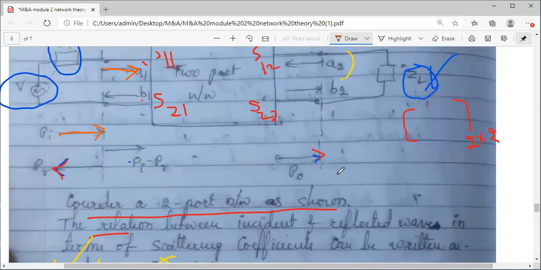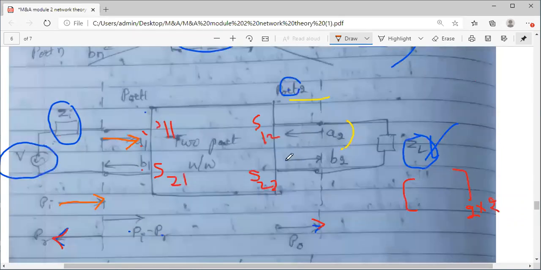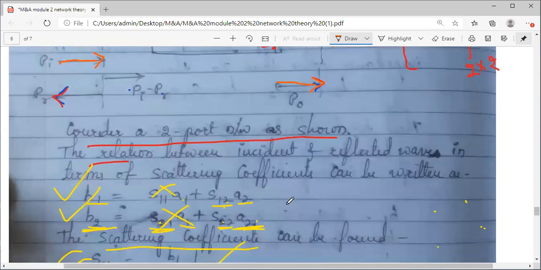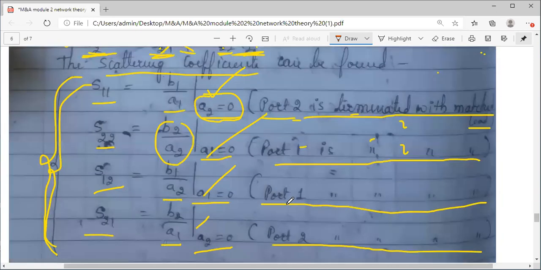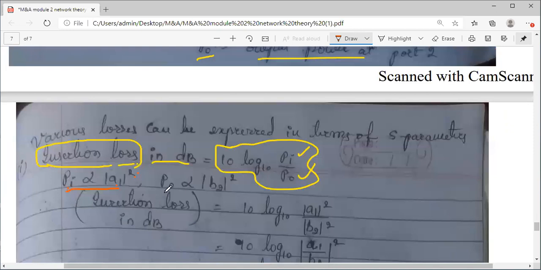Then coming to the second, observe the direction of these power, this P0 and B2, both are in the same direction. So I can take the proportionality here also. Taking the proportionality, P0 is directly proportional to B2 square, again square, because power and voltages are squarely related. You can see I'm taking only the magnitude, right?